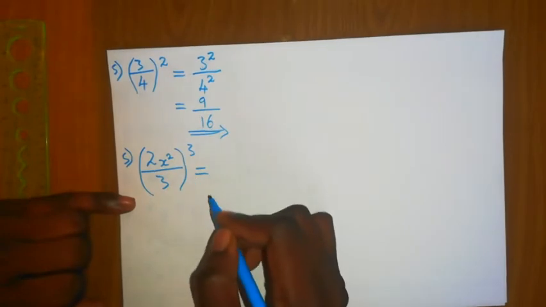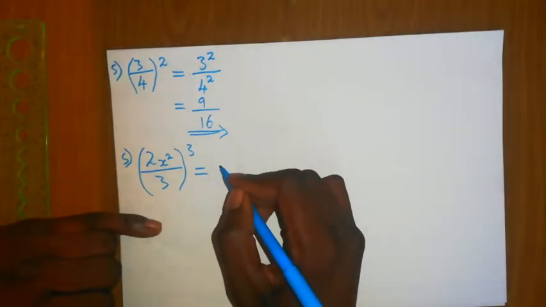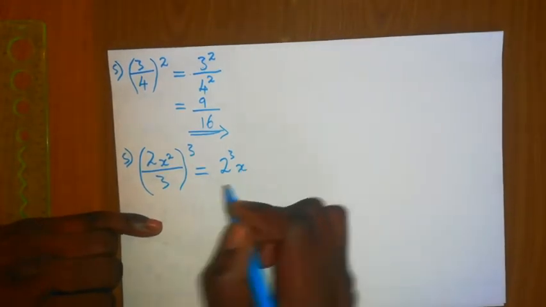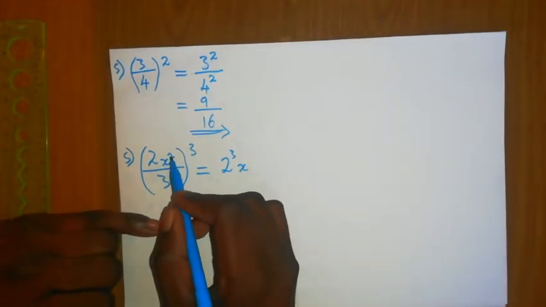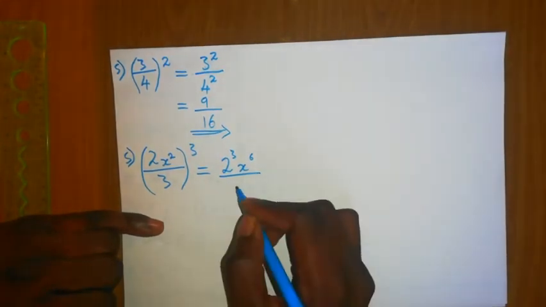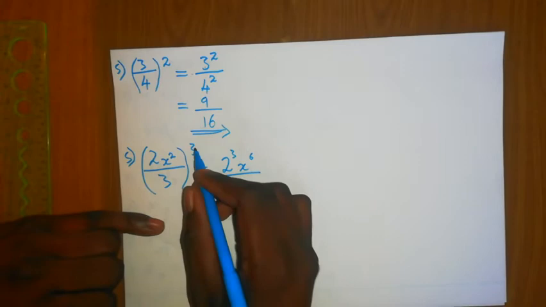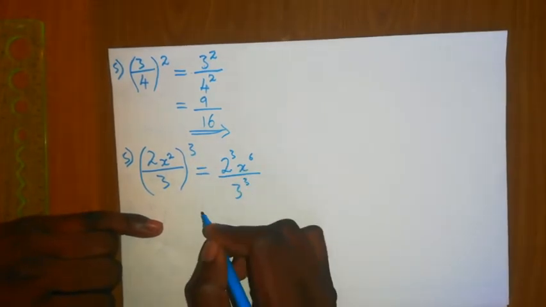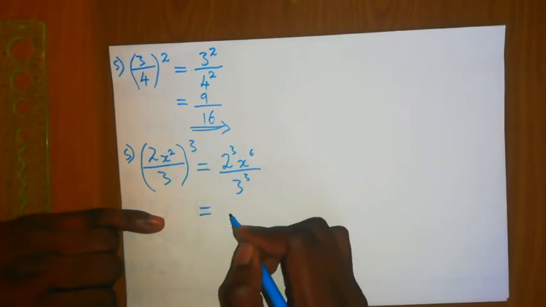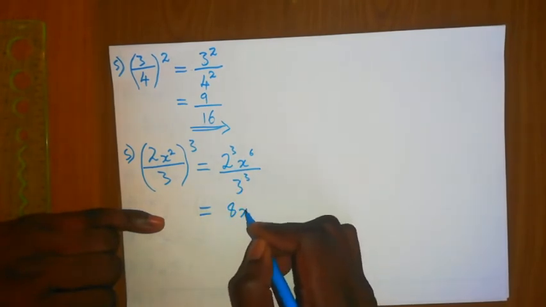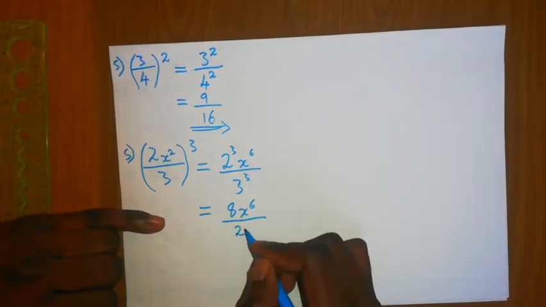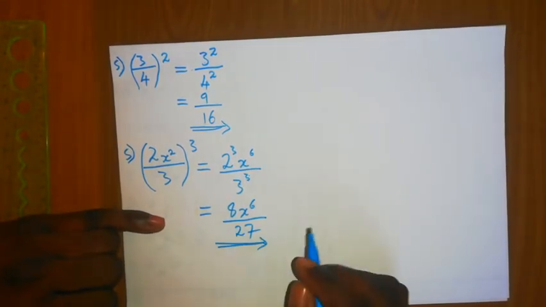So it's going to be equal to 2 to the power of 3. Then x, this power is going to multiply with 3 to obtain a 6 there, over 3 to be affected by a power of 3. I'm going to continue as 2 to the power 3, that is your 2 cubed, which is 8 x to the power of 6 over 3 to the power of 3 equals 27. That is our answer.